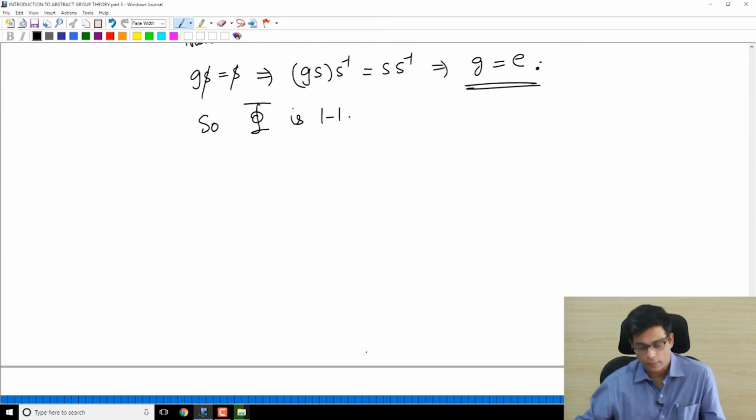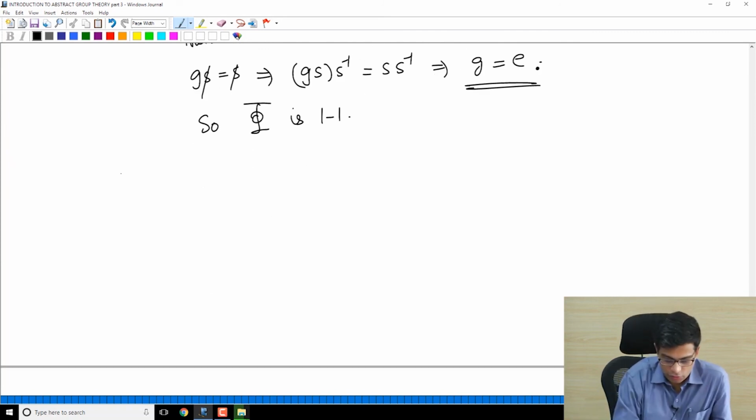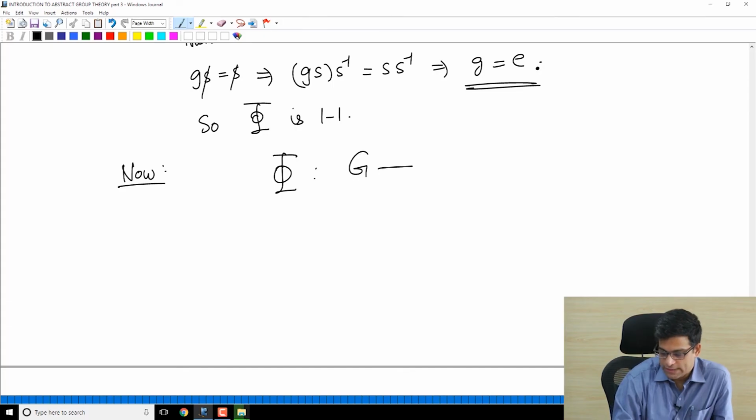Now let's take stock of where we are. So now the situation is: capital Phi from G to Sn is a 1-1 group homomorphism.